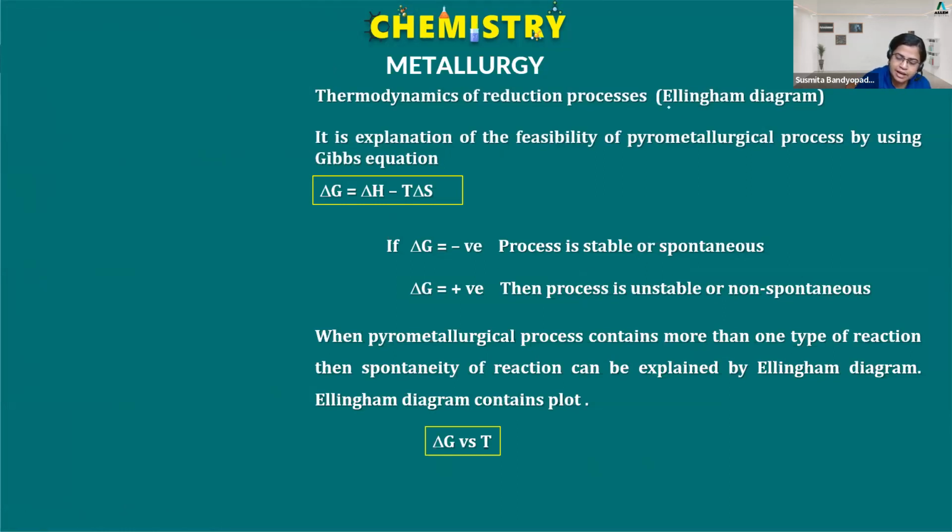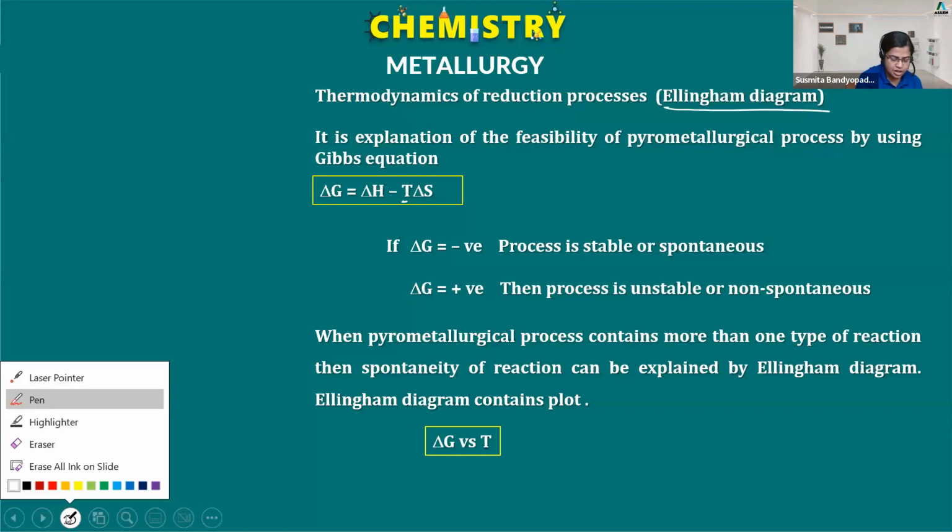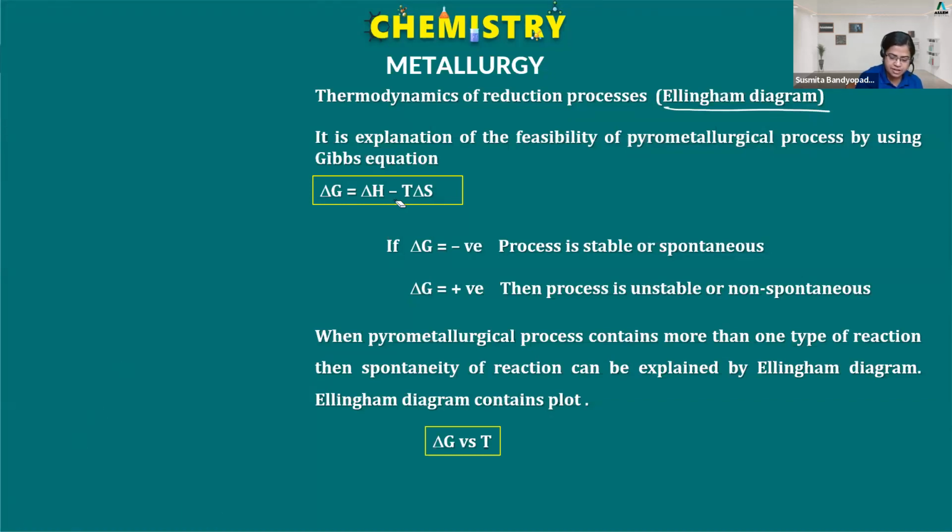So the thermodynamics of the reduction process is explained or understood with the help of the Ellingham diagram. It is basically a plot of delta G versus T. If delta G is plotted versus T, what is the slope of this reaction? What is the y-intercept? This is the Gibbs-Helmholtz equation: delta G is delta H minus T delta S.